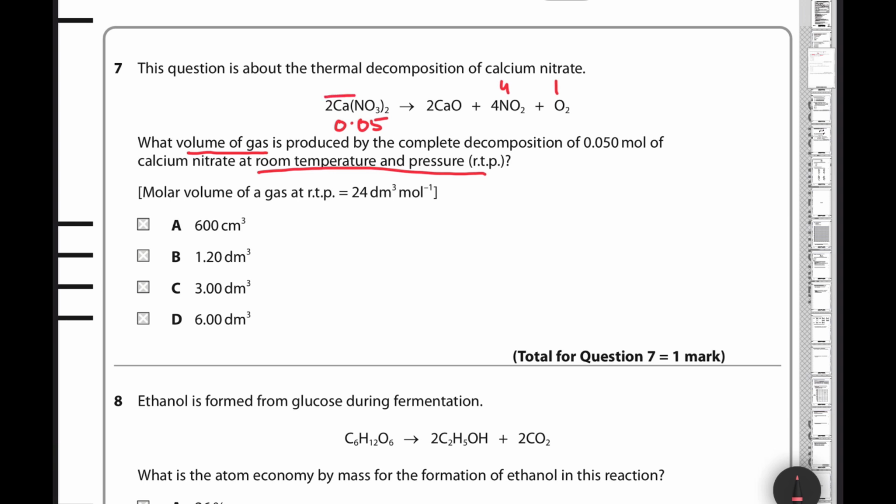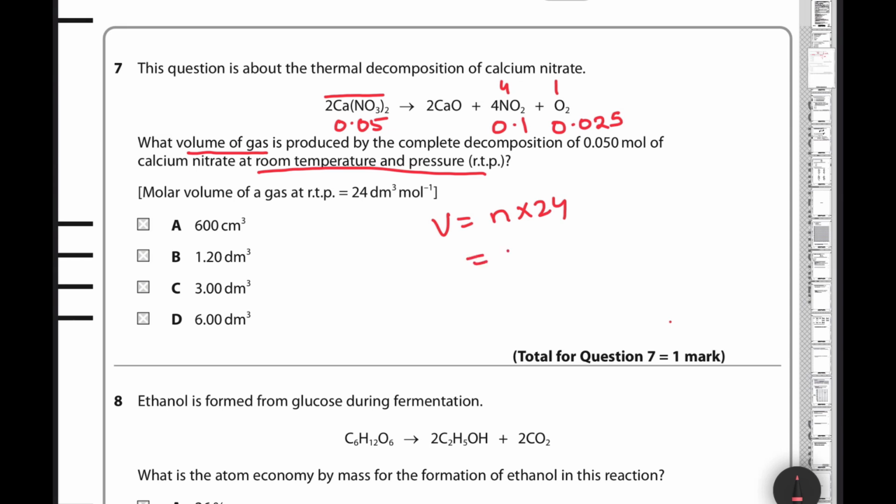And the ratio between calcium nitrate and nitrogen dioxide is 1:2. So you double 0.05, you get 0.1 mole of nitrogen dioxide, and for oxygen, you just do half of 0.05, you get 0.025. Now you've got the moles, right? At room temperature and pressure, the volume is equal to moles times 24, right?